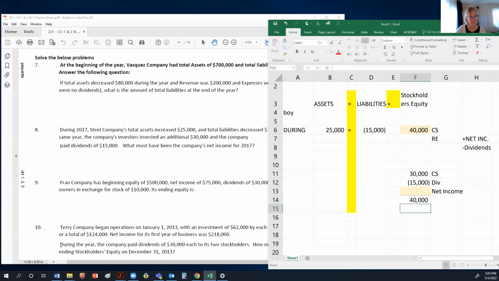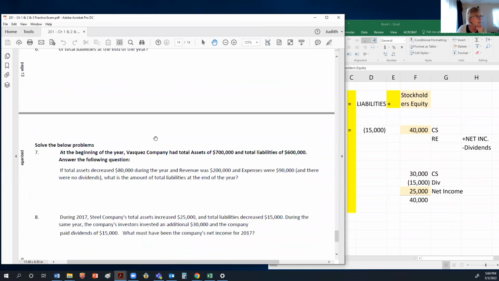So you just back into that. You say 30 minus 15 is 15, and net income must be 25,000. So it's a lot of manipulation of the numbers, and it's really pushing you to understand assets equals liabilities plus stockholders' equity, and then all the components that go into stockholders' equity. Does that make a little more sense? Any other questions on that one?